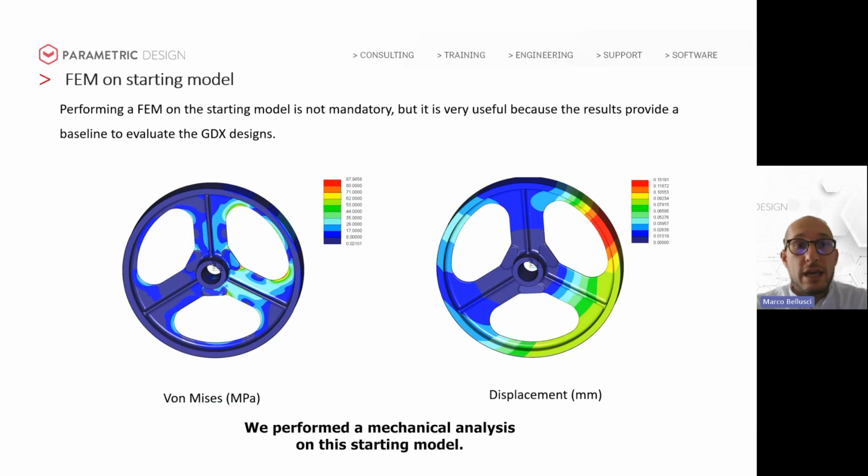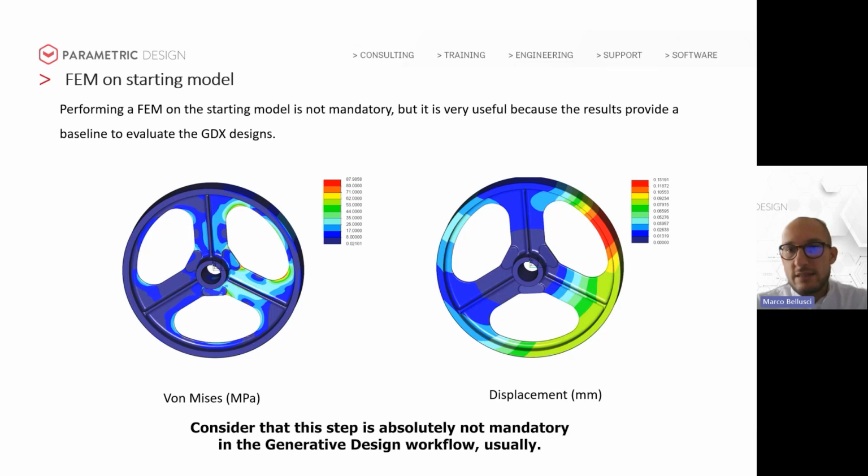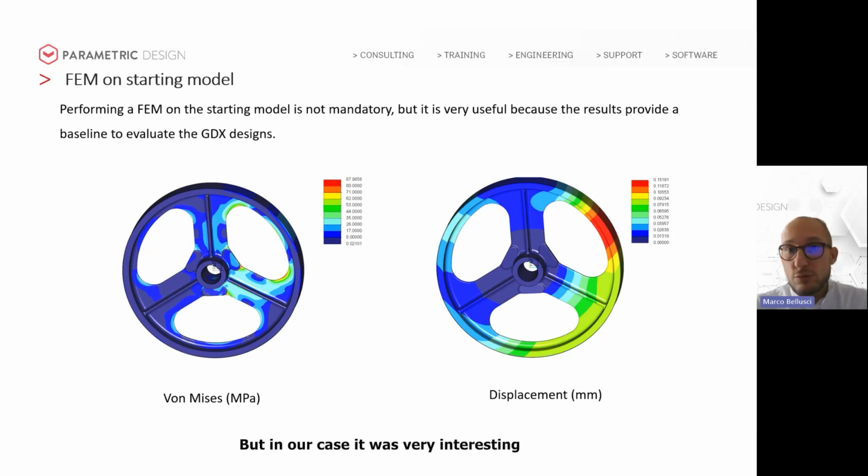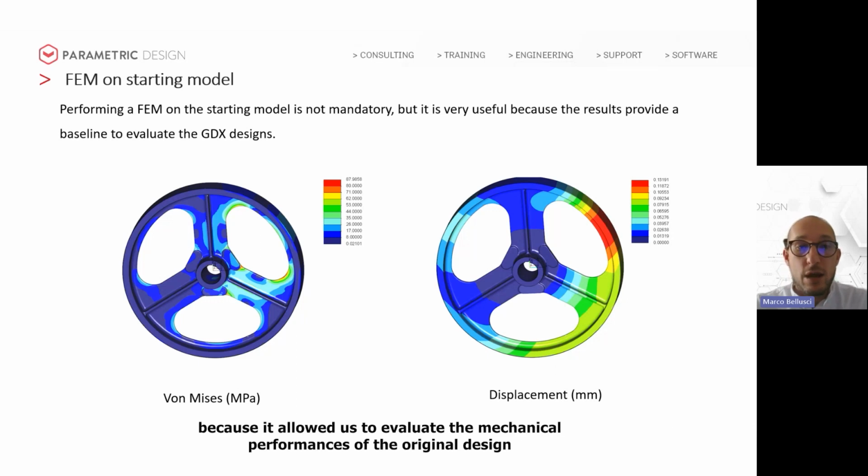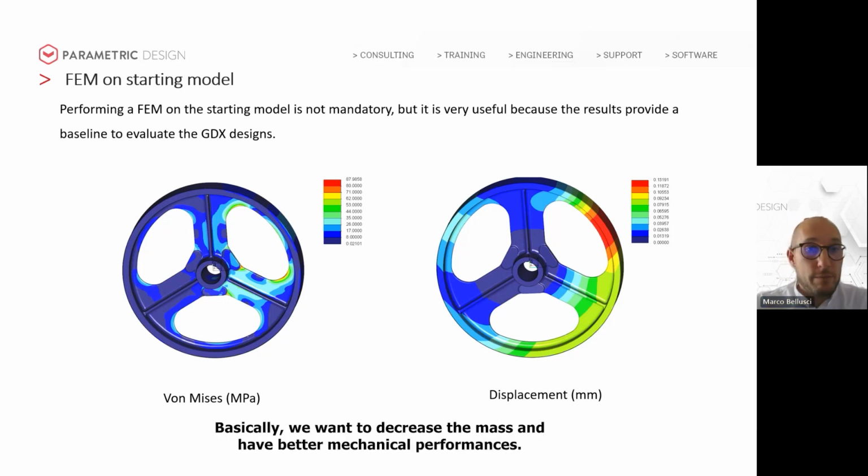Let's start from the first point. We performed a mechanical analysis on the starting model. Consider that this step is absolutely not mandatory in the generative design workflow, usually. But in our case, it was very interesting because it allowed us to evaluate the mechanical performances of the original design. And this allowed us to set up a baseline to evaluate the generative design results. Basically, we want to decrease the mass and have better mechanical performances.